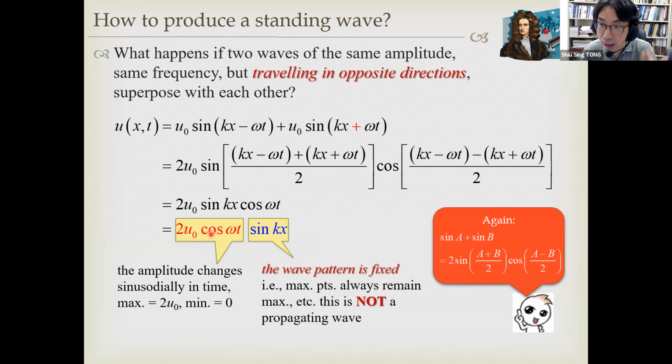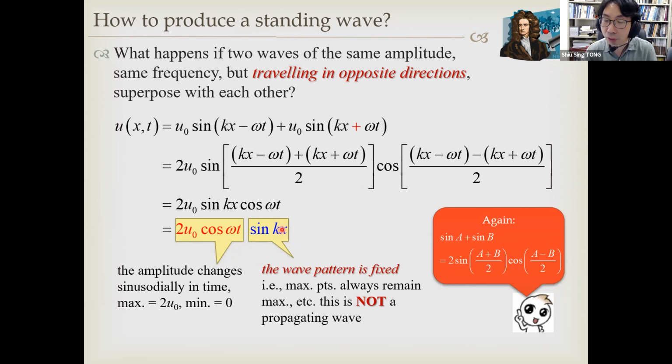Now we look at it in this manner. The spatial part actually describes the wave pattern. Essentially, that is a sine function. It means the wave pattern is always fixed, right? Because it's always a sine. A sine goes like this. You can see at x equal to 0, for example, the disturbance is always 0 because sine of k times 0 is always 0, right?